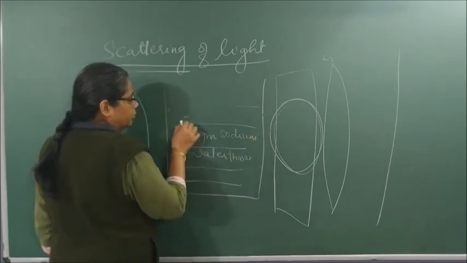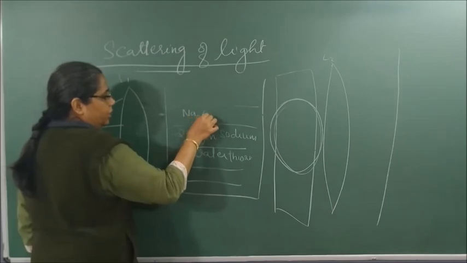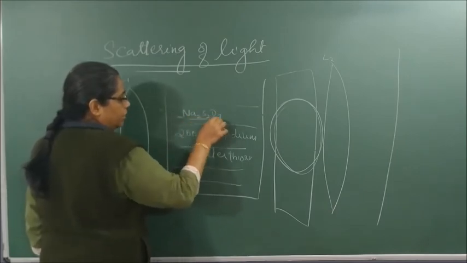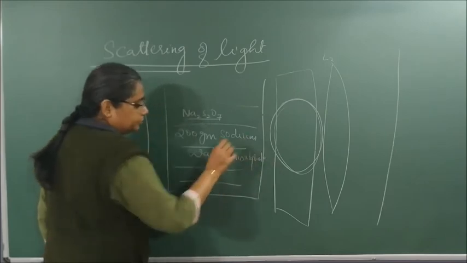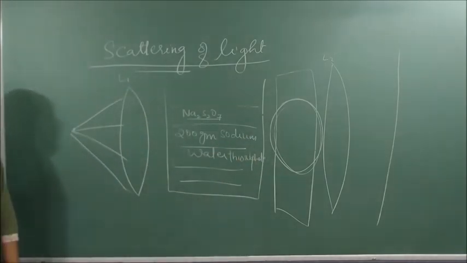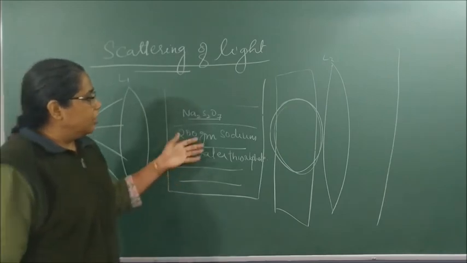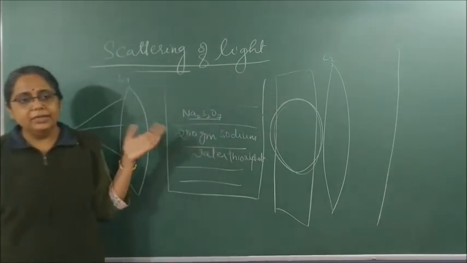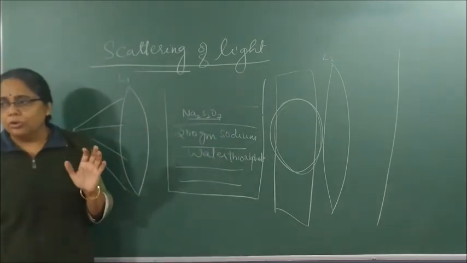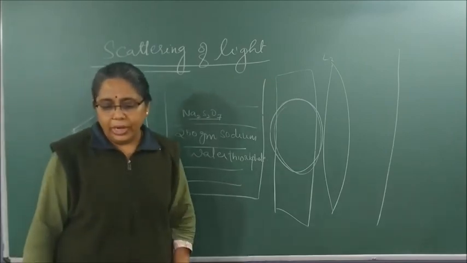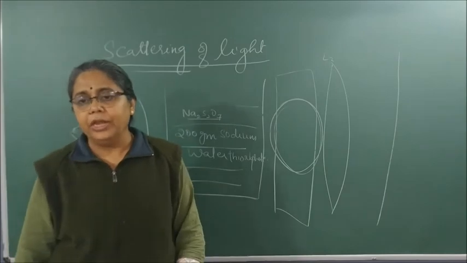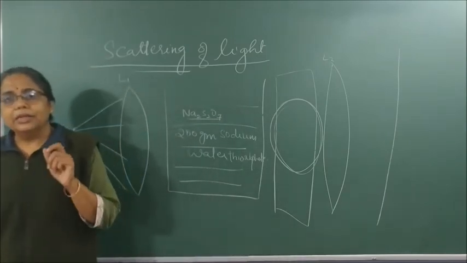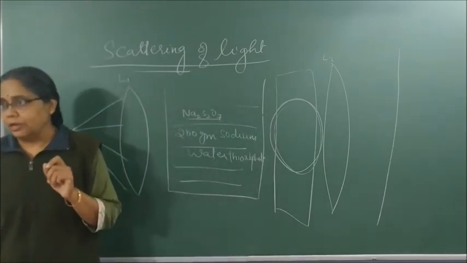What is sodium thiosulfate? Na2S2O3. So this is sodium thiosulfate. Okay, so we basically add to it, in water, 200 grams of sodium thiosulfate. When I add 200 grams of sodium thiosulfate, immediately there is formation of colloidal sulfur.